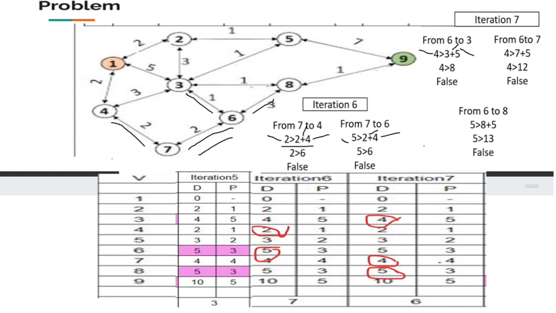Then from 6 to 7, the distance is 7. The value of 6 from the table is 5 and the value of 7 from the table is 4. The 4 must be greater than 7 plus 5, but the condition becomes false. Then from 6 to 8, the distance is 8, the value of 6 from the table is 5 and the value of 8 from the table is 5. Here also the condition fails since 5 is less than 13. So there are no changes in iteration 7 also.